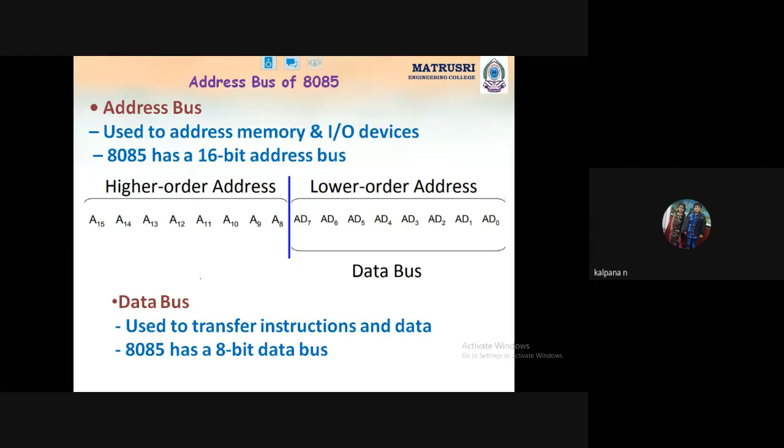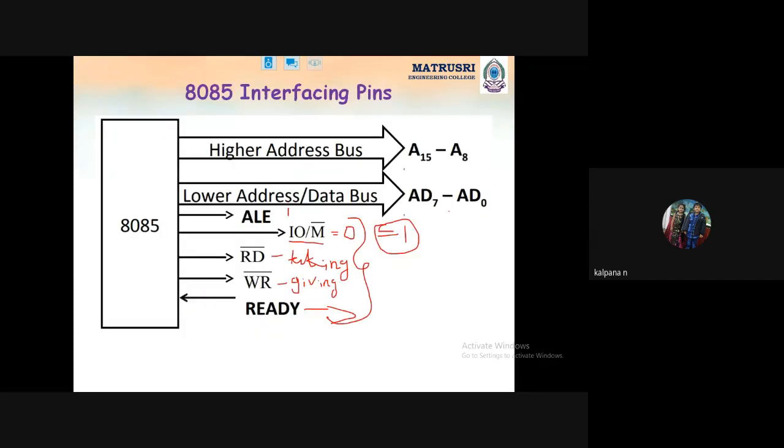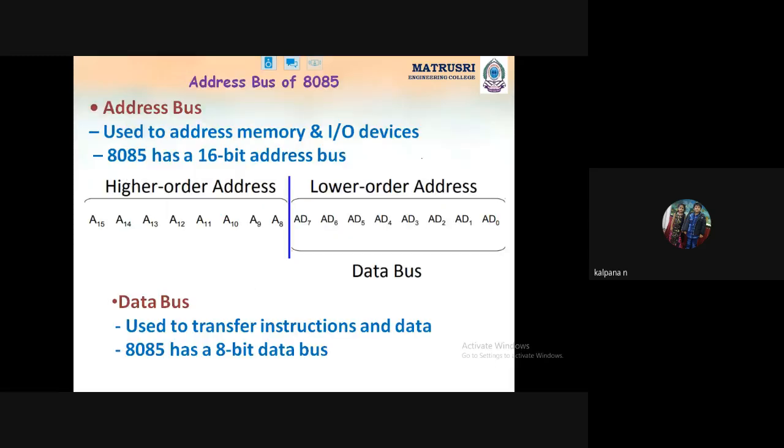Now this is about the address bus, the address lines. How many pins do we need to interface? A0 to A15 address lines. So in total we have 16 address lines. Among these 16 address lines, we are dividing them into two blocks: one is the higher order address and the other is the lower order address.